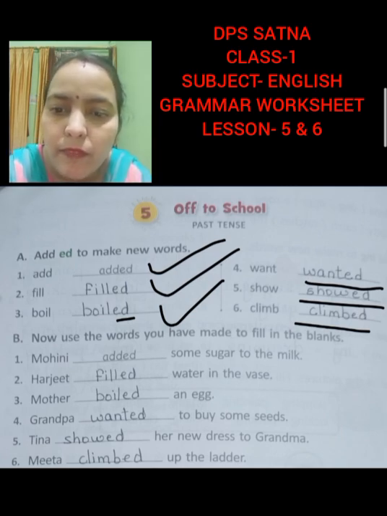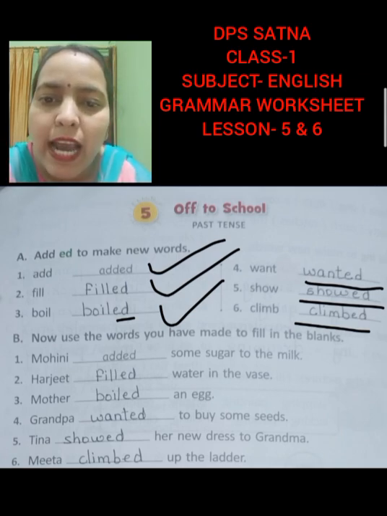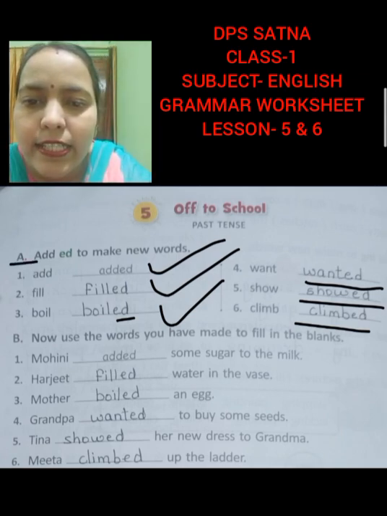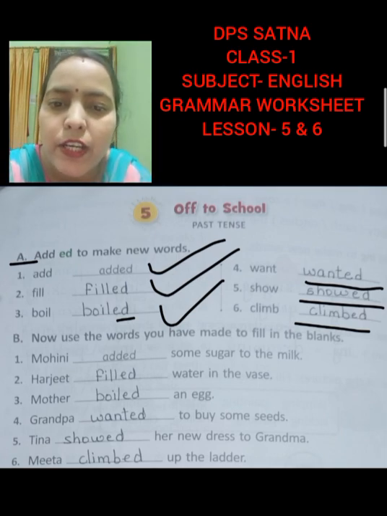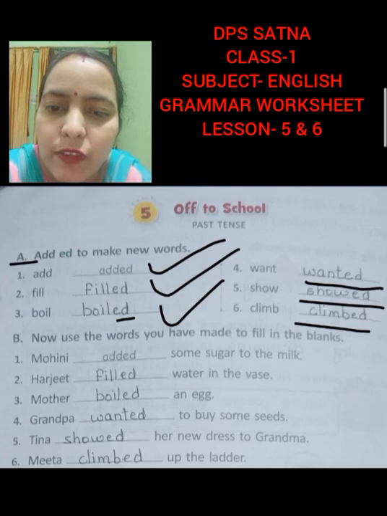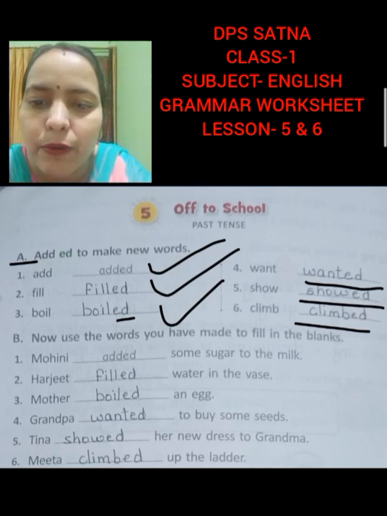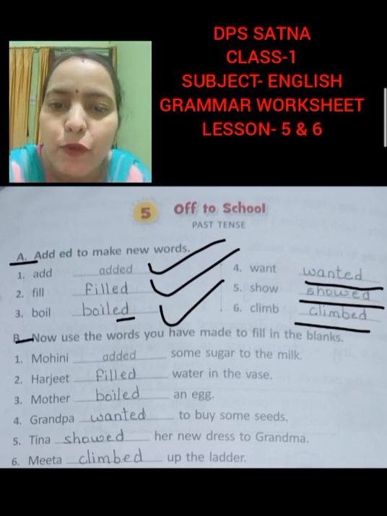Okay, now in the next exercise what we have to do, now use the words you have made to fill in the blanks. See, the words which we had made here in this exercise A1, we had made the new words, so we have to use these same words and we have to fill these words in the filling the blanks given over here in the B section. Okay, so we have to use the A exercise words and we have to fill them in the B exercise, the filling the blanks.